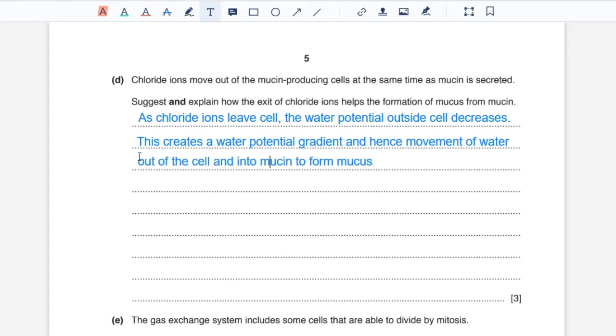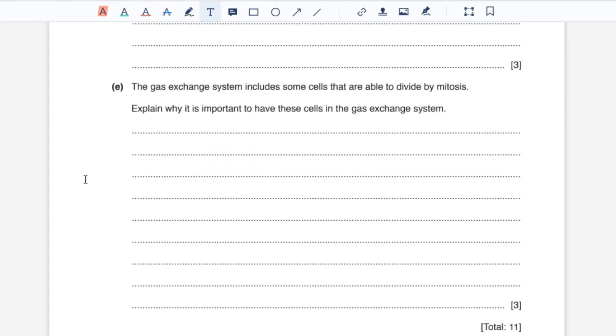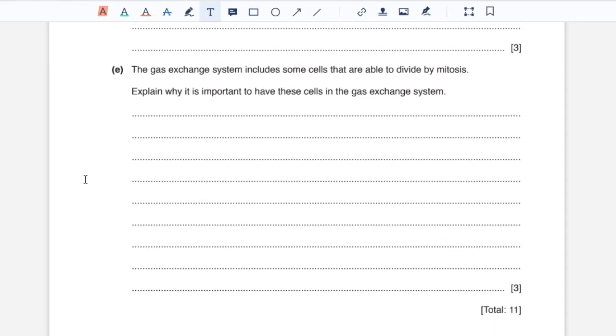E. The gas exchange system includes some cells that are able to divide by mitosis. Explain why it is important to have these cells in the gas exchange system, or in other words, the significance of mitosis in the gas exchange system. Generally, mitosis is required for producing genetically identical daughter cells so that they can replace dead cells and repair damaged tissues.